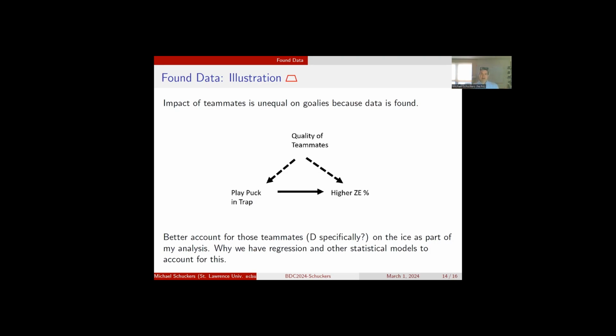So this is the impact of teammates, possibly unequal here. We should certainly better account for teammates as part of my analysis. And again, I mentioned why we have regression and other statistical models.